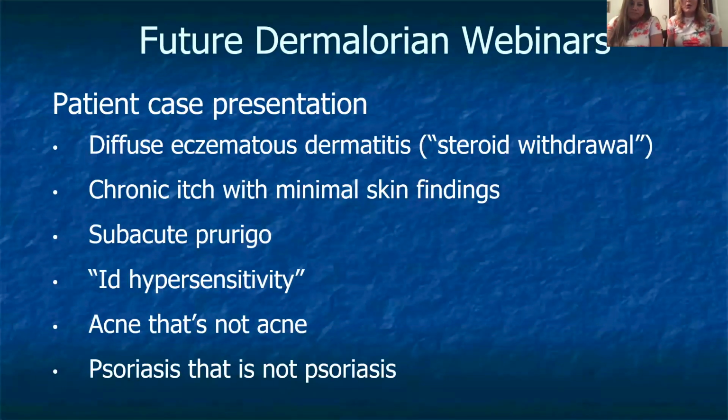So in future webinars, we're going to start to do case-based presentations. And we're going to talk first about the steroid withdrawal patient who is afraid of using topical cortisone. It's very popular in TikTok now. Very popular, yeah. That was in severe pain and how you manage that really severe case that presents to your clinic. We'll talk about chronic itch with minimal skin findings. We'll talk about what subacute prurigo is, what an id reaction is versus systemic contact dermatitis, for example. We'll talk about immune eruptions of aging. We're going to talk about acne that's not acne or psoriasis that's not psoriasis. We're going to go through all these different patient subtypes of what we've seen over the 7,000 patients and give you clues on what you can do both diagnostically and therapeutically for your patients.